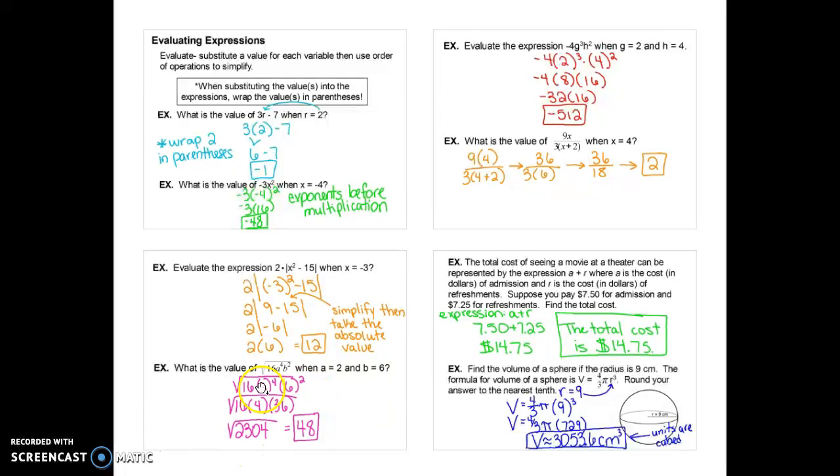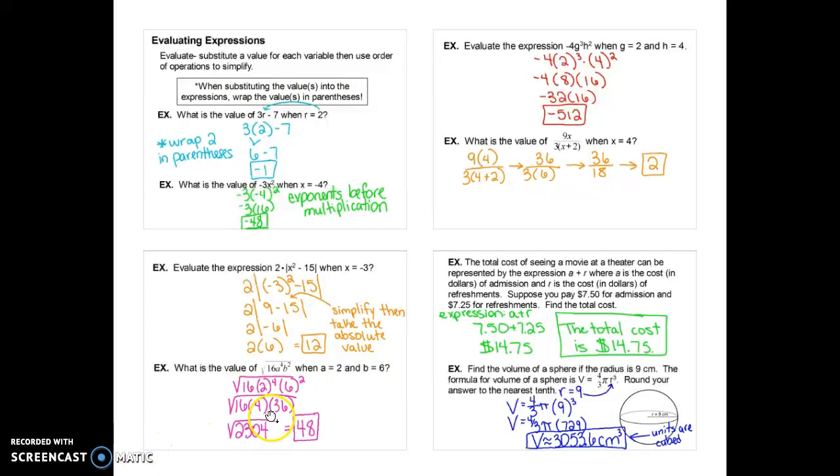Now I'm going to simplify as much as I can inside of here. My 16 gets carried down. I deal with exponents first because I'm still using order of operations. So 2 to the 4th times 6 squared.